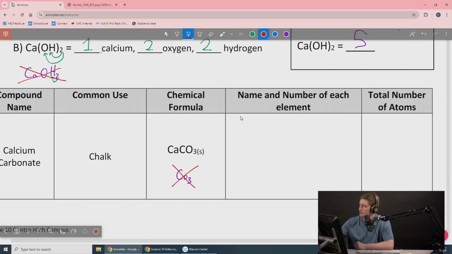If we're looking here, we have calcium. There's no number, no little subscript, which means we have 1 calcium. Carbon, no little subscript, so 1 carbon. This 3 applies to the oxygen, so we have 3 oxygen. The total number of atoms, 1 plus 1 plus 3, is 5.